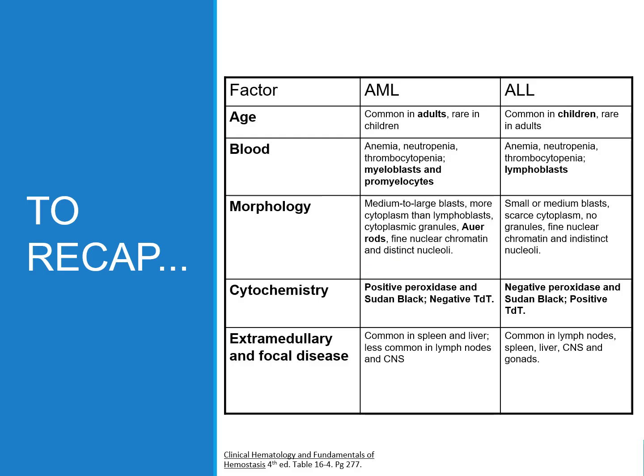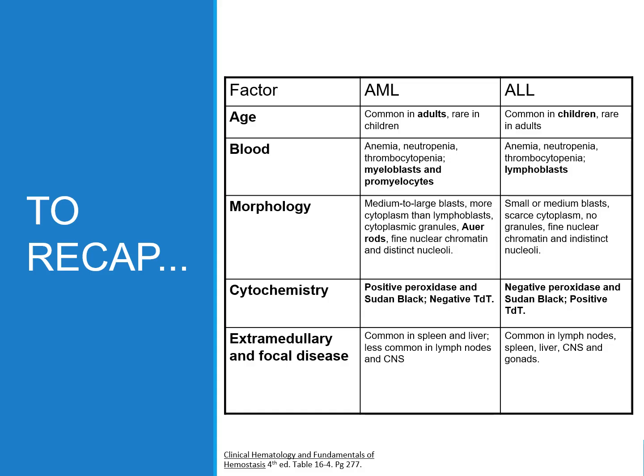So just to recap our AML versus ALL, let's talk first about demographics. AML is more common in adults and less common in children, although children can have AML. ALL is more common in children, and we don't see it as often in adults, but again, there are always exceptions to the rule because white blood cells don't always follow the rules.